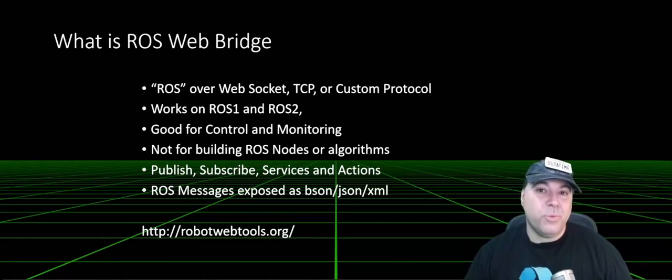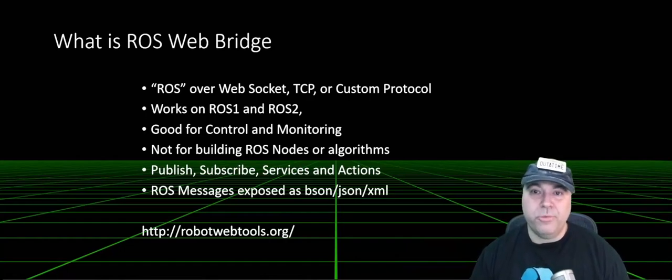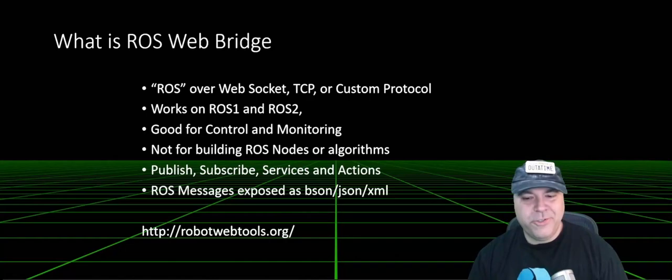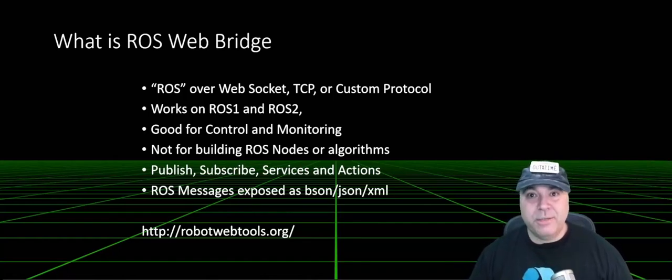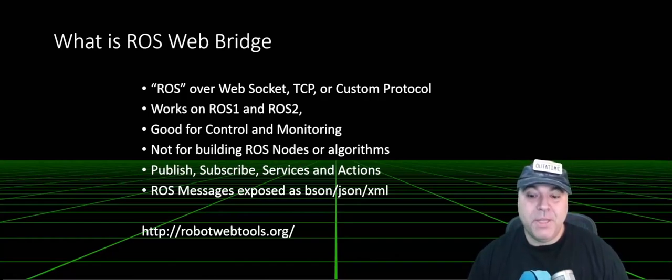And those are the systems we're going to be using today in order to route control messages to the robot through the Steam Deck. Now, these ROS messages are actually exposed as binary JSON, JSON, or XML, and that means that anything that can talk JSON, BSON, or XML can talk to a ROS Web Bridge. You can find out more information on the ROS Web Tools website.